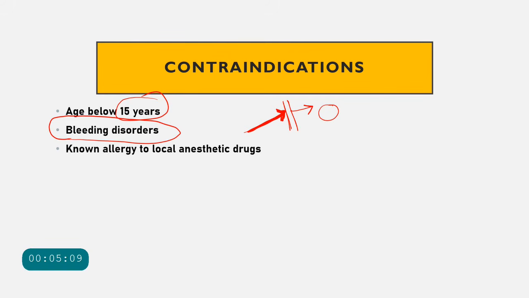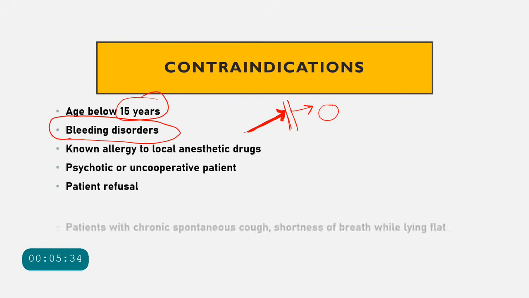Then if the patient has an allergy to local anesthetic agents, whether it is paracaine or lignocaine, they should also undergo general anesthesia. Patients who have psychotic tendency, uncooperative patients, should also undergo general anesthesia. If the patient himself does not want to be awake during his surgery, and chooses general anesthesia over local anesthesia, the patient should be taken for surgery under general anesthesia.